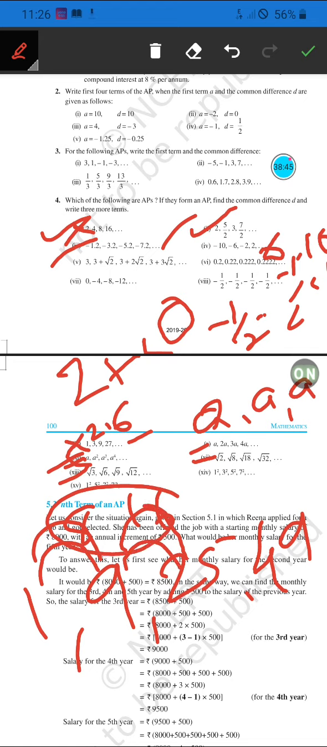Okay. So the last, 15th question: 1 square, 5 square, 7 square, 73 square. That is also not in AP. So the 14th question and the 15th question are not in AP. Okay. So this completes your exercise 5.1.